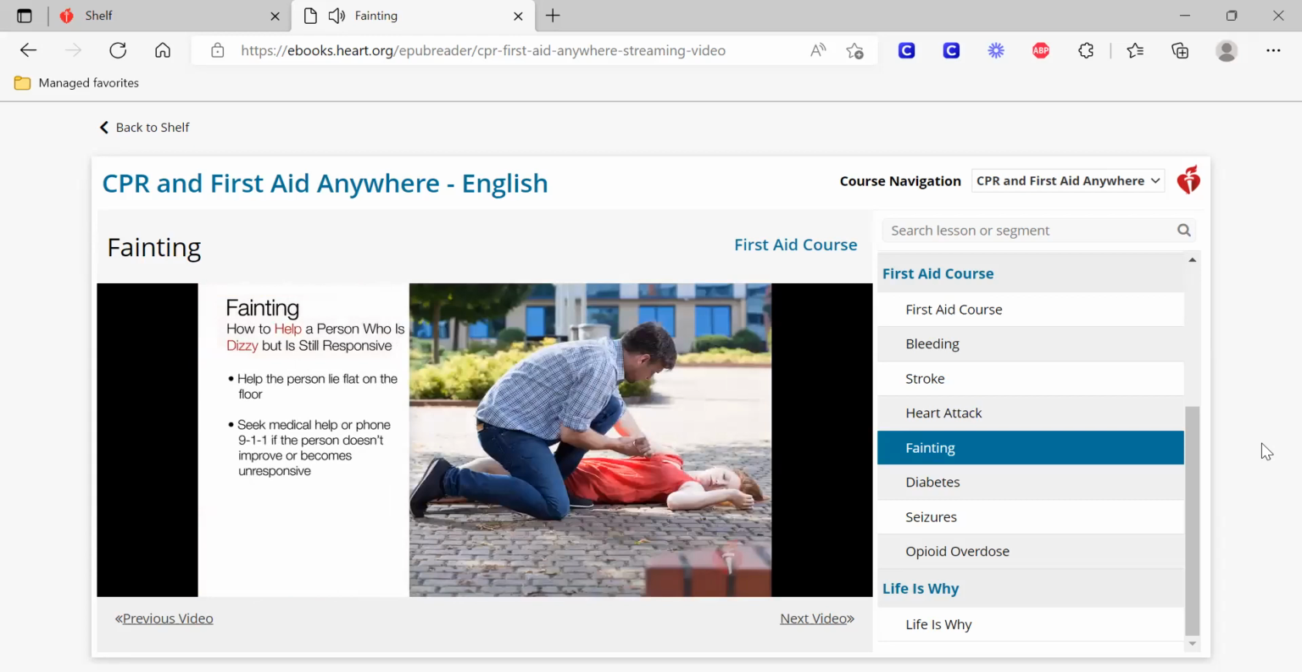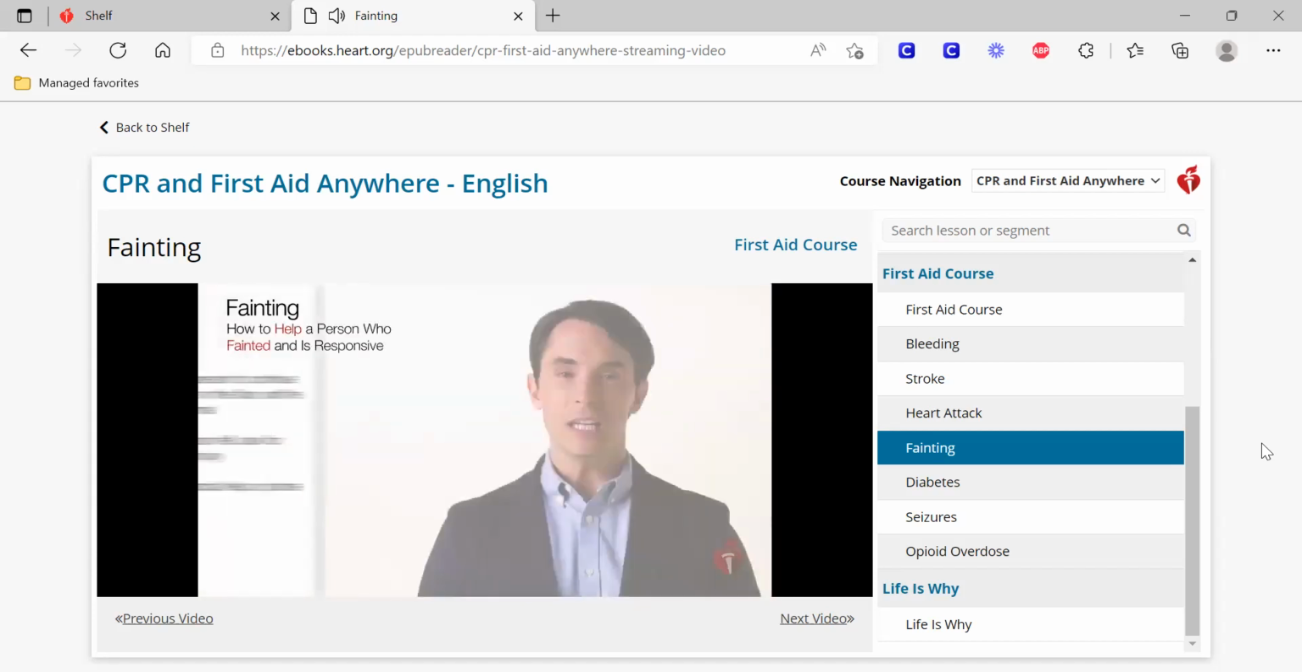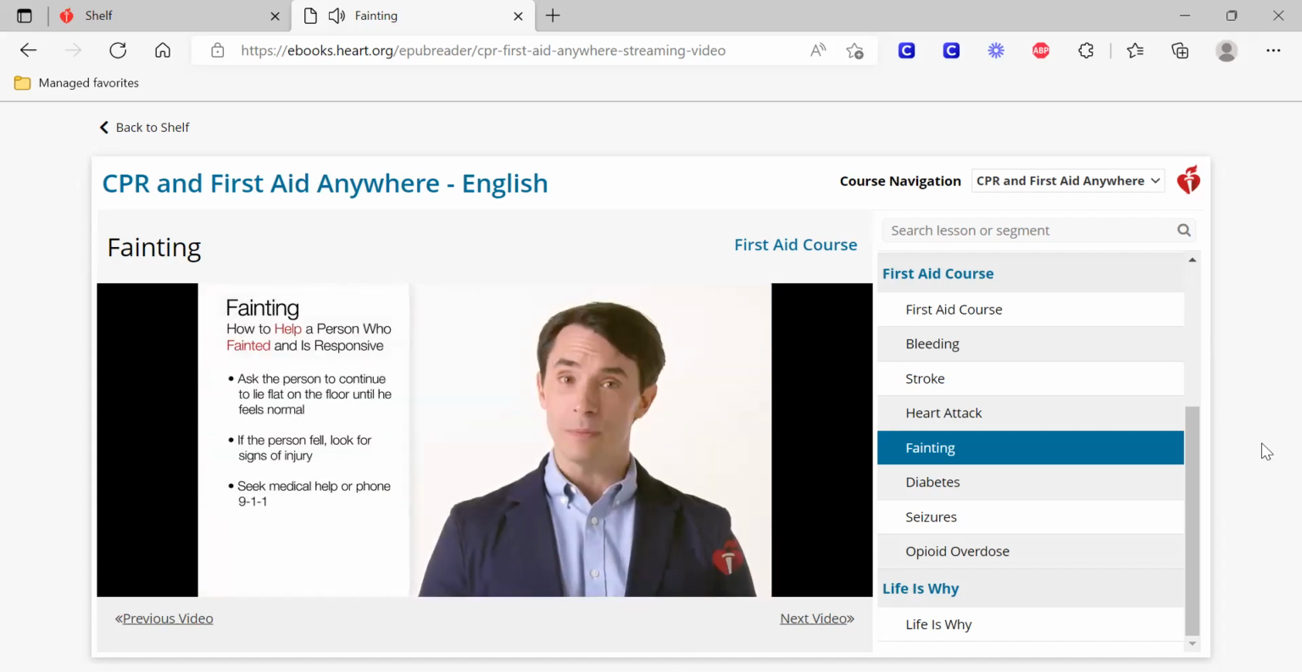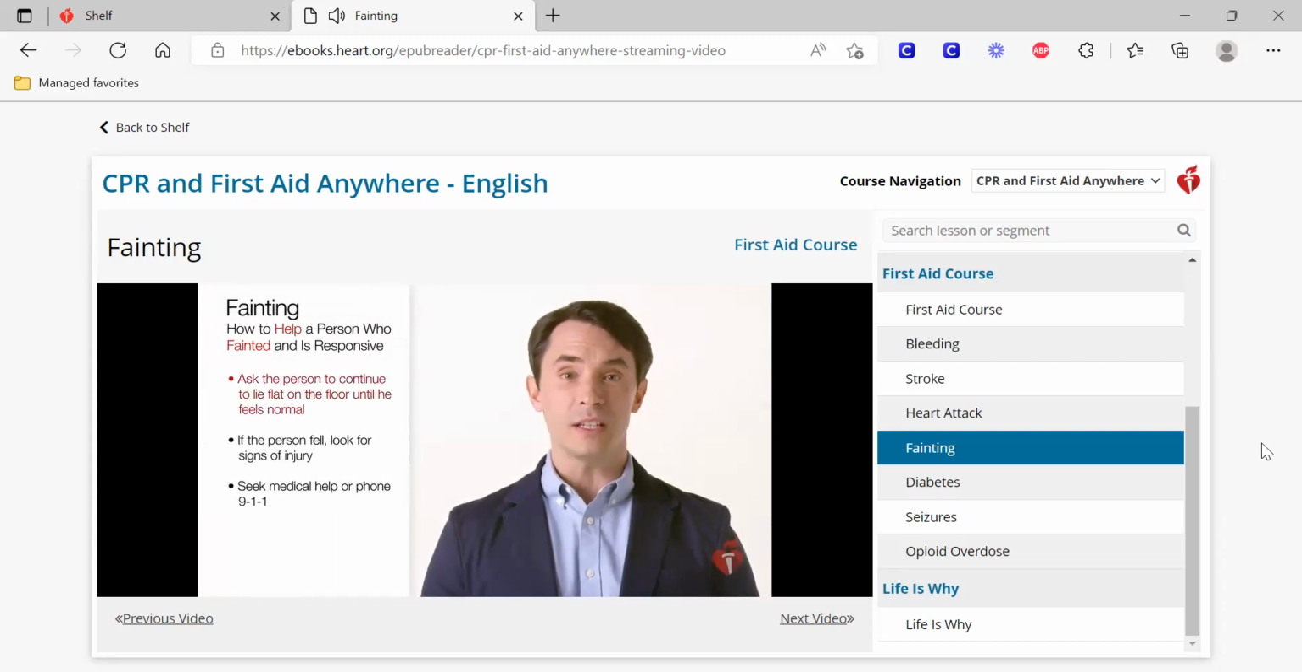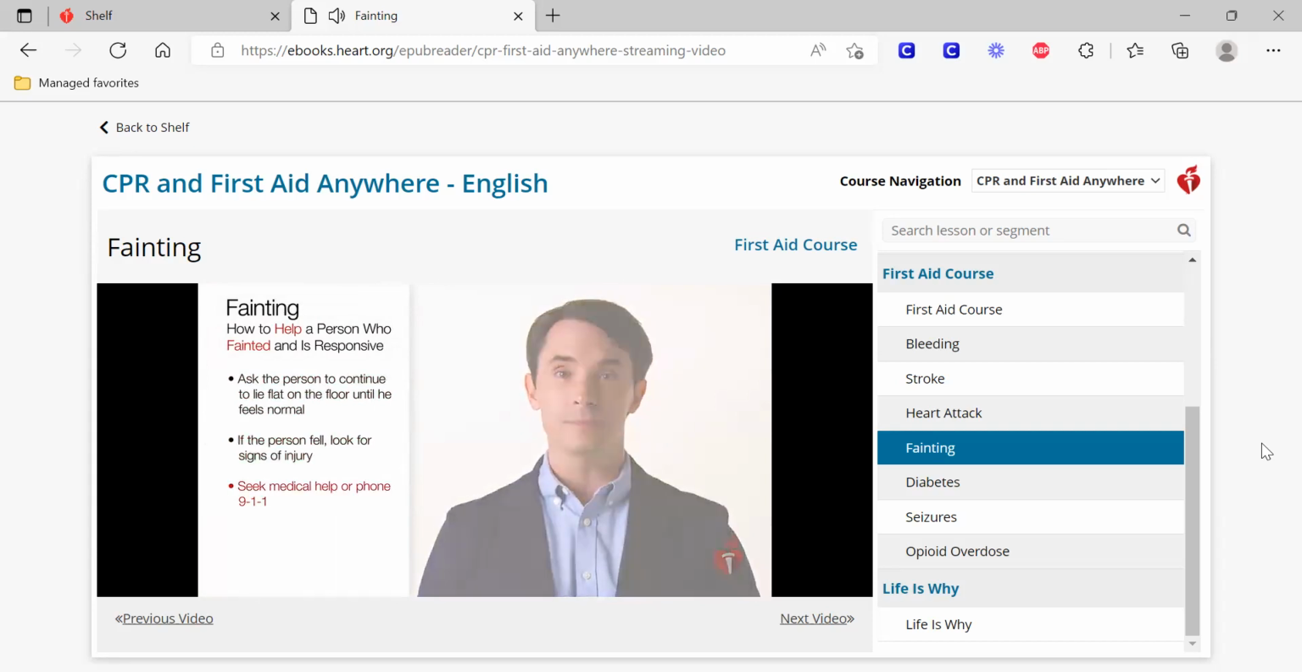If you're asked to give first aid to a person who is dizzy but still responds, help the person lie flat on the floor. Seek medical help or phone 911 if the person doesn't improve or becomes unresponsive. If a person faints and then starts to respond, ask the person to continue to lie flat on the floor until he can sit up and feels normal. If the person fell, look for injuries caused by the fall. Seek medical help or phone 911.